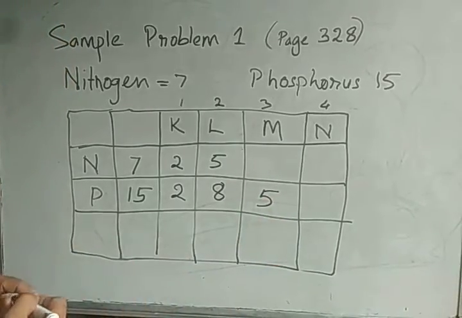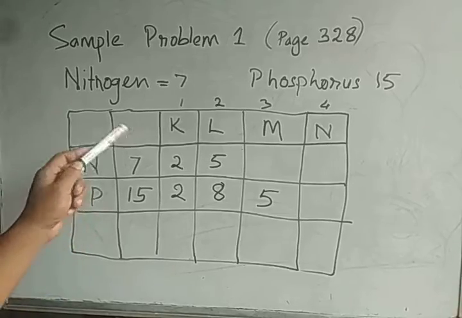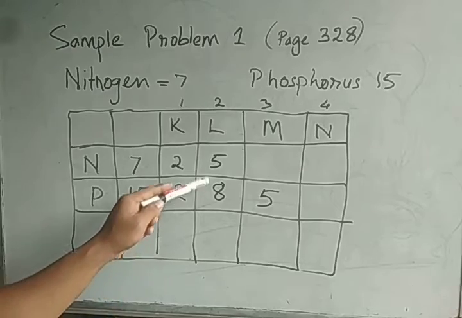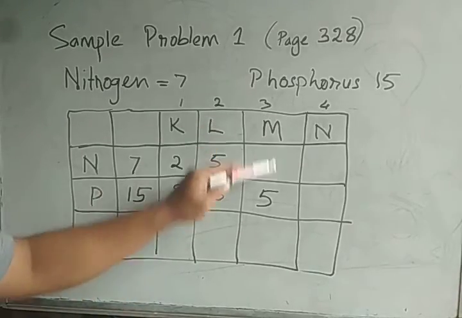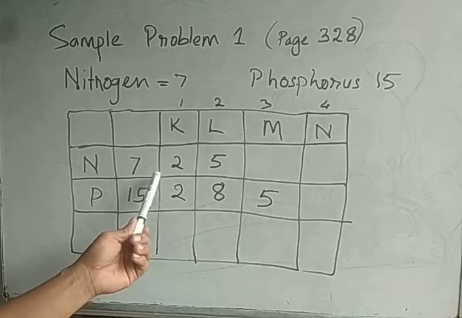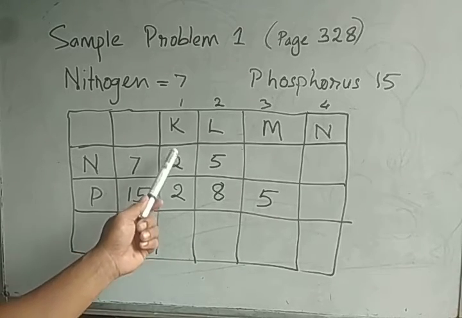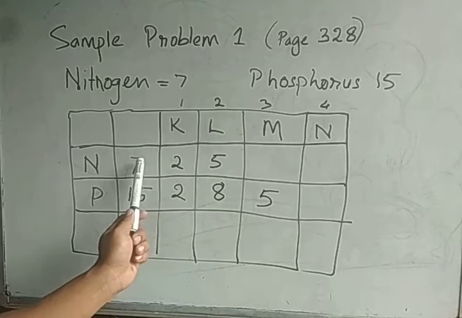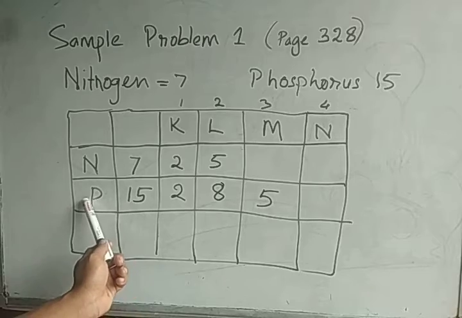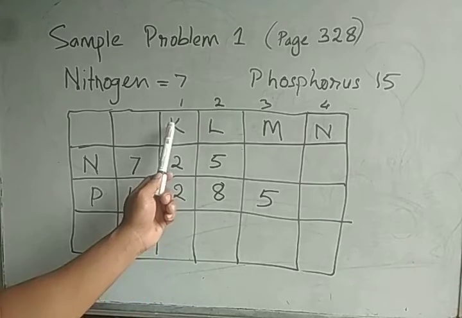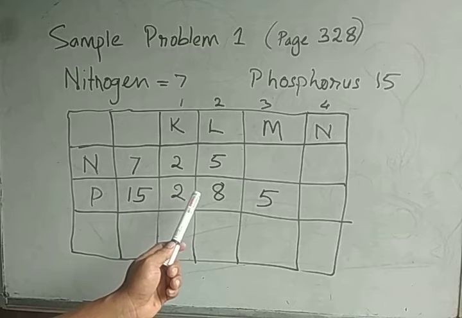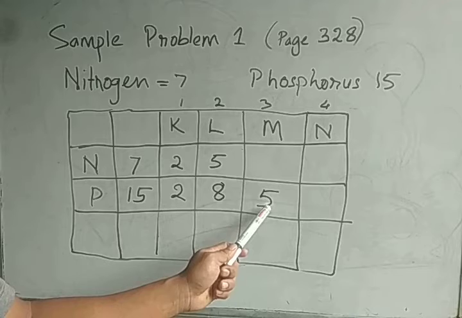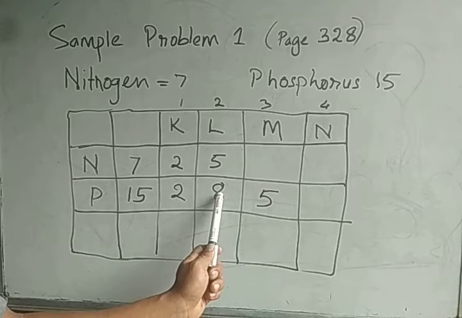Okay. Here let me explain a little bit. The K shell can accommodate only 2 electrons, and the next shell can have 8. Here, since nitrogen has 7, the first will be 2 and the second 5, so the total becomes 7. The second, this phosphorus: the first shell, K shell, will have 2 and the L shell will have 8. 8 plus 2 is 10. And the last one, the remaining 5 will be in the M shell.